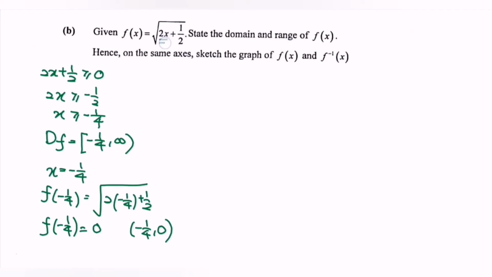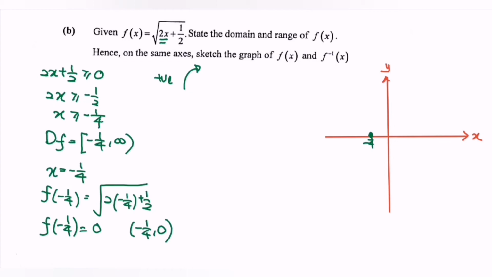The following part would be the direction. The coefficient of x is positive, so the direction will be towards the right. Kindly refer to the graph. Here we have the starting point, or the domain, negative 1 over 4, with the coordinate negative 1 over 4, 0. So here is our starting point. Next, make sure the graph is moving towards the right.